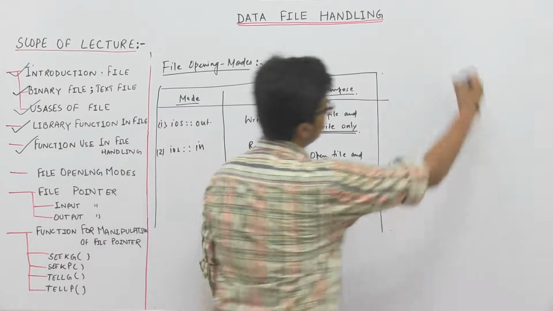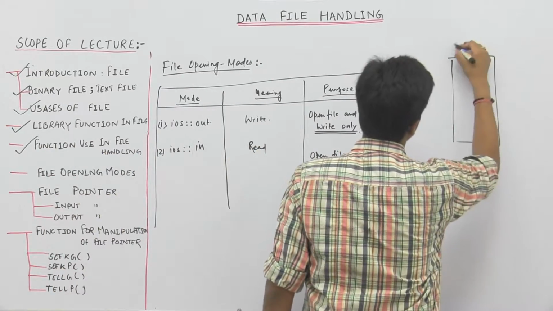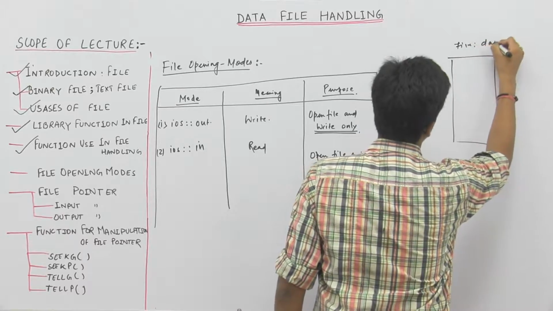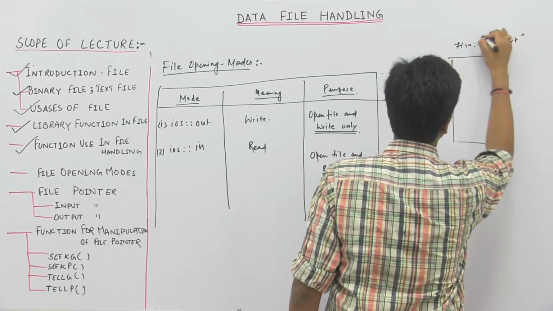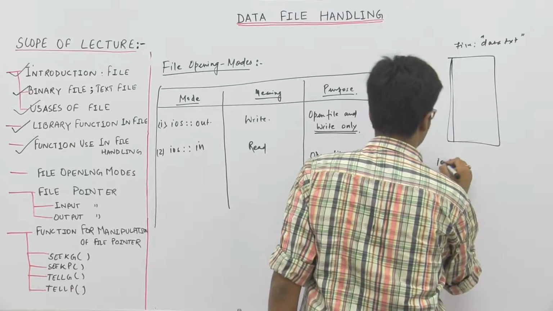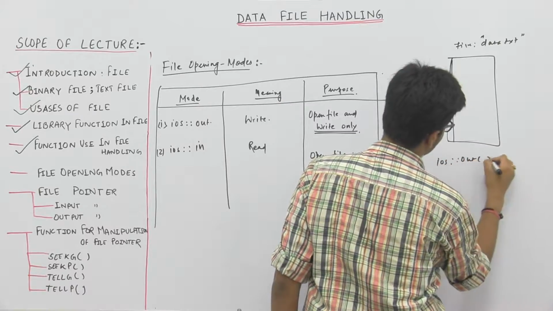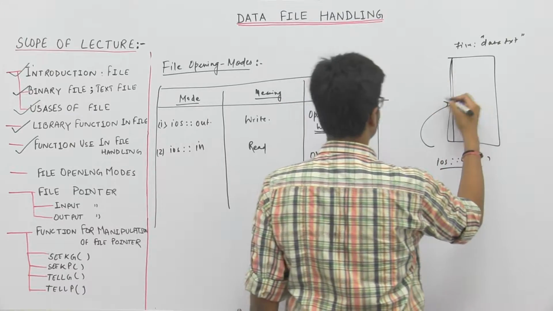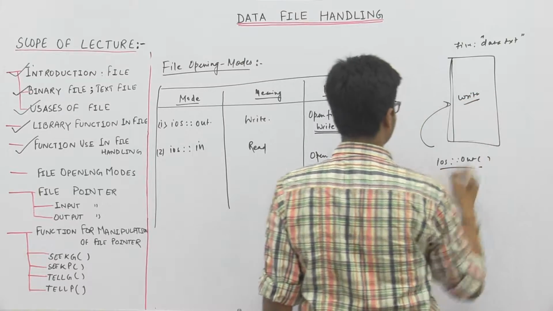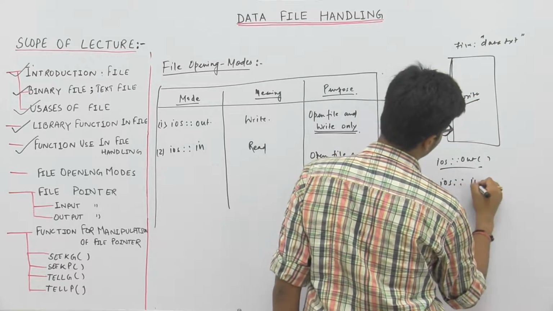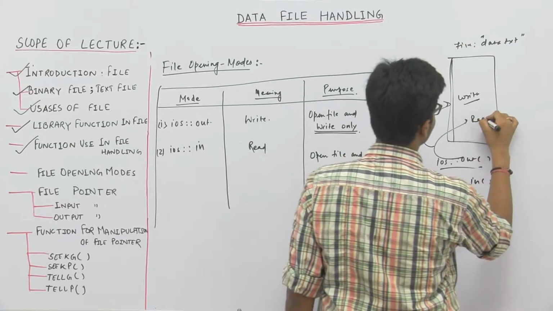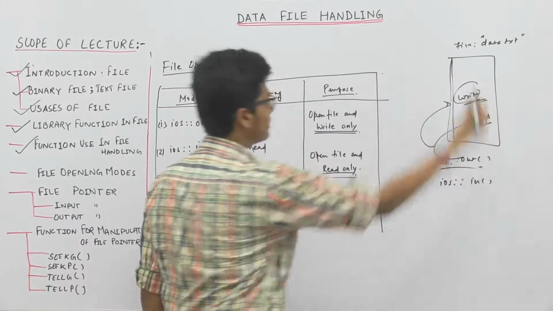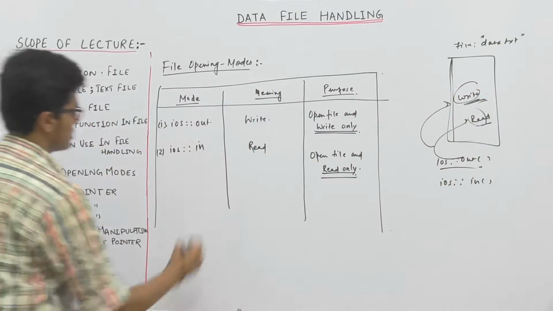If we create some file, data.txt, suppose I create a file. So if we use ios::out, it is only used to write something inside the file. If we use ios::in, then it is only used to read what data is inside the file. So these are the two modes.